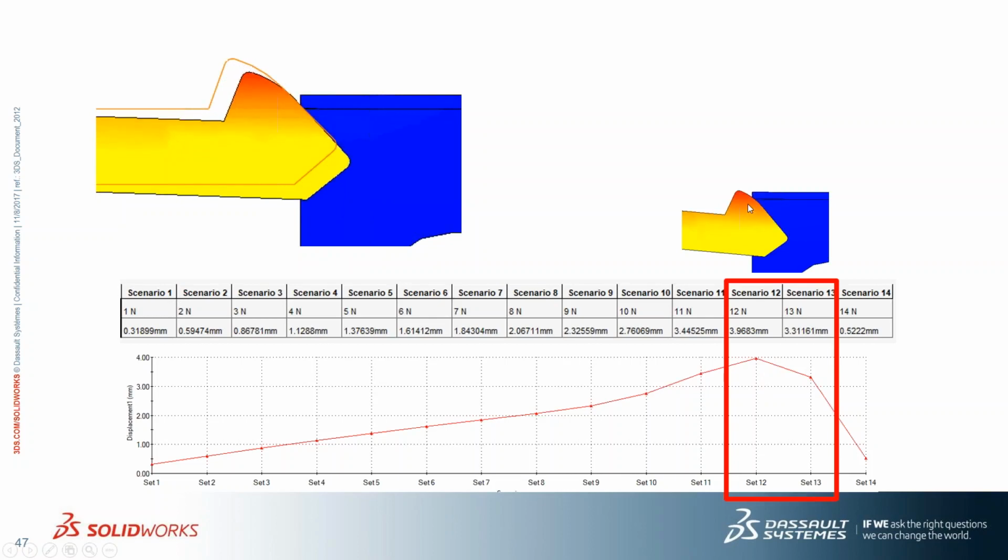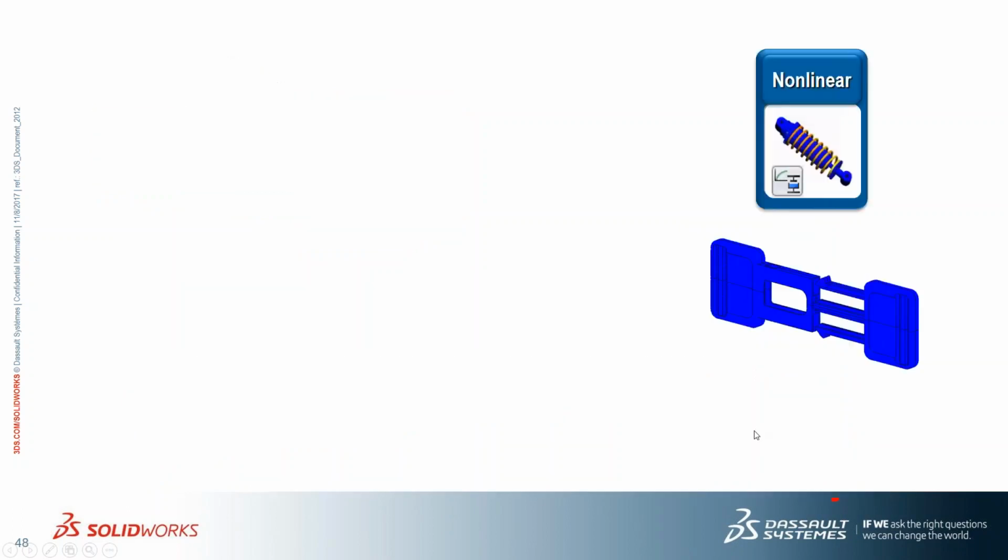If I look at the result at the 12, the contact point's right about there when it finally doesn't take any more force. It actually starts taking less force to get it to slide further.